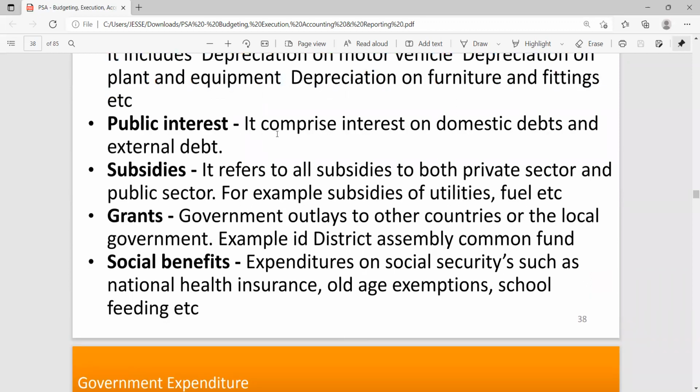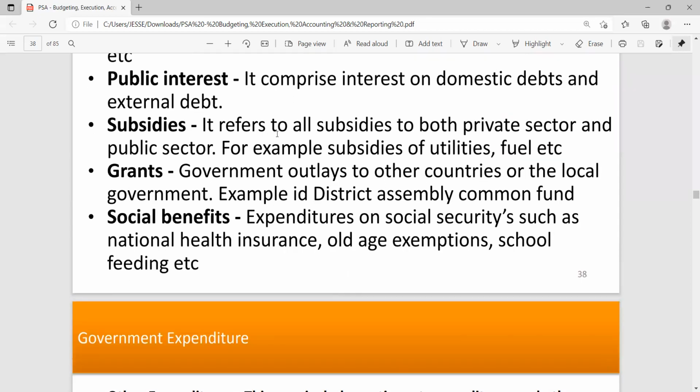Then you have social benefits. This is expenditure on social security initiatives such as the National Health Insurance and the school feeding program, etc. So any initiative that is intended for the betterment of society will also be classified as an expenditure.